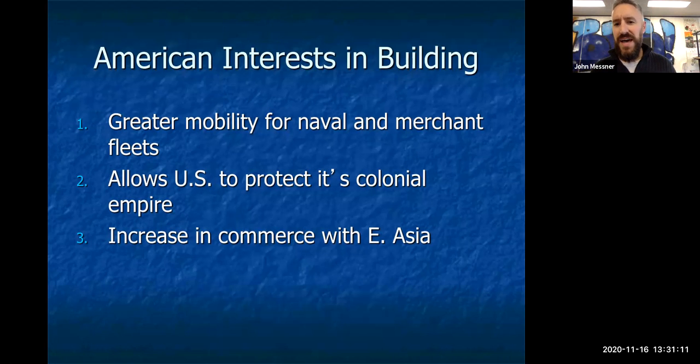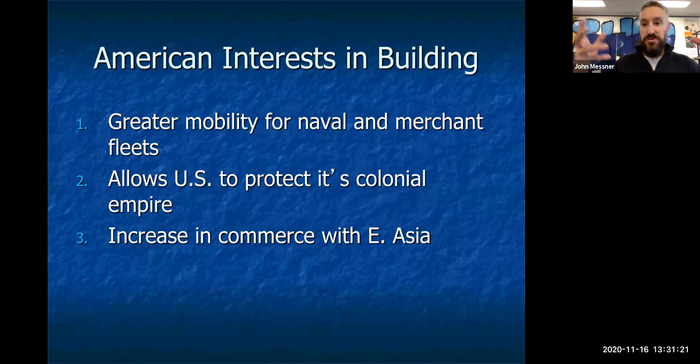So why did America have an interest in building a canal? Well, it would have given us greater mobility for both our naval fleets, so our battleships being able to get to both coasts, right? We're a both coast country, and so we want to have better access to get to either side, and then also give our merchant fleets, our trading networks, economic networks around the world, greater mobility as well.